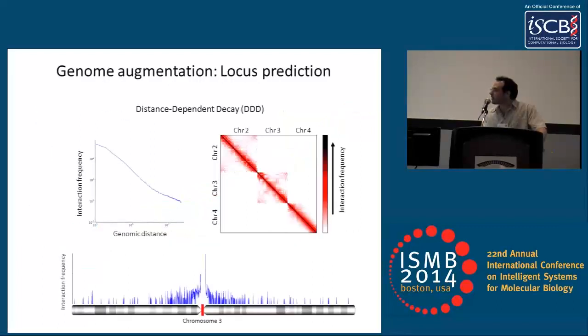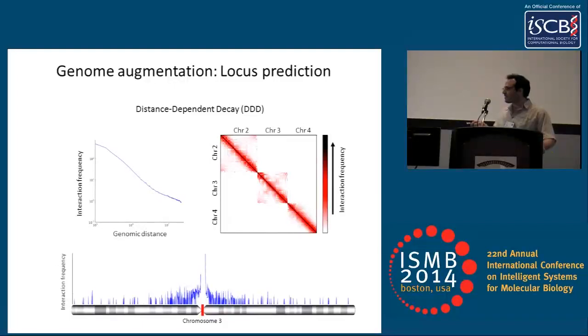So this works well. Now we want to predict the locus within the chromosome, and this is also going to be very easy. We're going to basically use this signal, and when you look at the interaction frequency of a contig, for example this contig here, this is its interaction profile. You see it's very, very easy to find where it is.